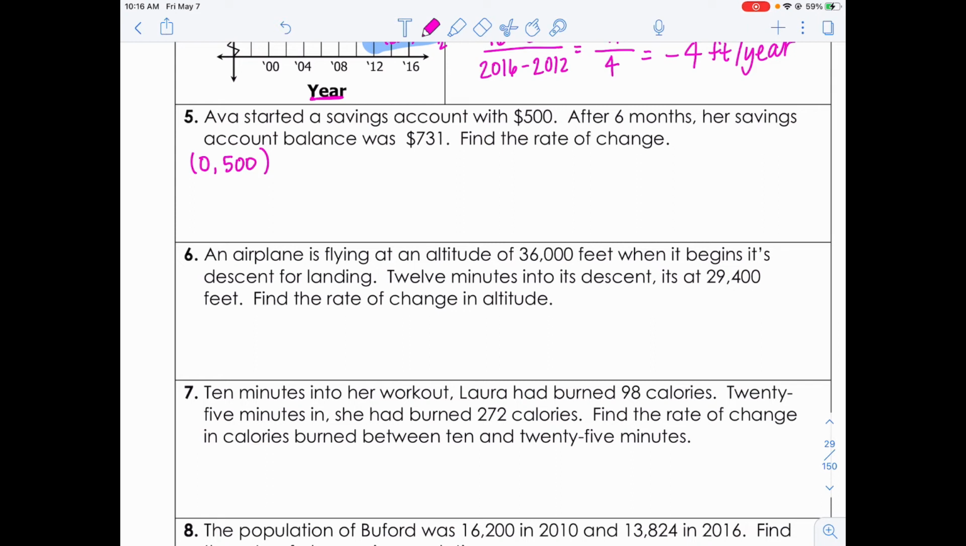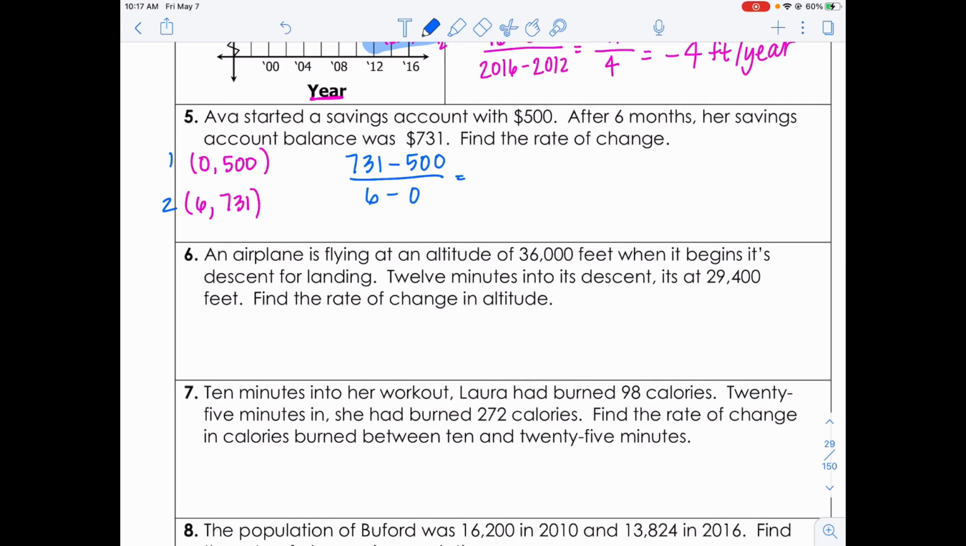After 6 months, so because 6 months is the amount of time that's passed, 6 will be our x value, and her savings account balance is now $731. Once you have your ordered pairs listed, you can use your slope formula, y2 minus y1 over x2 minus x1. It doesn't matter which way you list the points. I'm going to call this my 1 and this my 2. Plugging it in, y2, 731 minus y1, which is 500, over 6, which is my x2, minus 0, which is my x1.